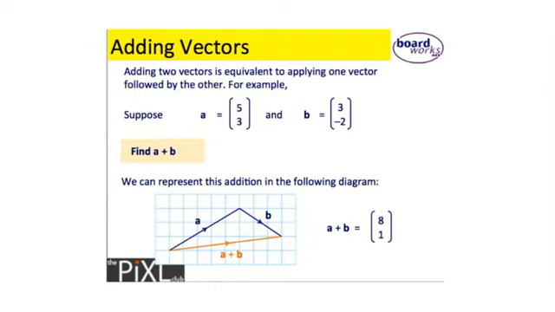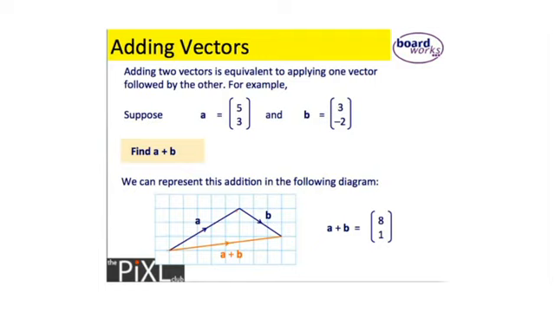Adding 2 vectors is the equivalent to applying one vector followed by another. If we look at this example, we have vector A, which is expressed as 5, 3. 5 to the right, 3 up. B is expressed as 3, negative 2: 3 to the right, 2 down. Remember, the direction of the arrow tells us where we're starting. So this one here, we start here, 3 across, positive 3, 2 down. We can either travel up A and down B.